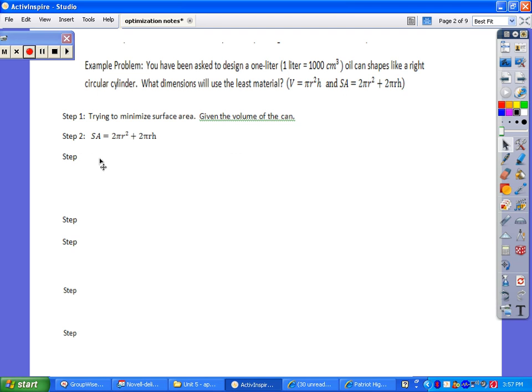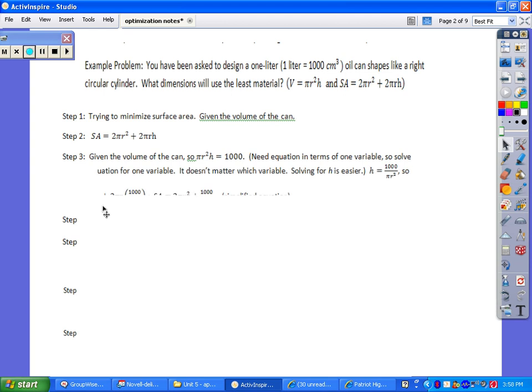For step 2, we want to write the formulas, and they told us the formulas, but the formula for surface area, which we're trying to minimize, is 2 pi r squared plus 2 pi rh. And the reason we're doing surface area is it talks about what is the least material we can use. So if you think about the material, that's going to be covering the surrounding can, so that's surface area and not volume.